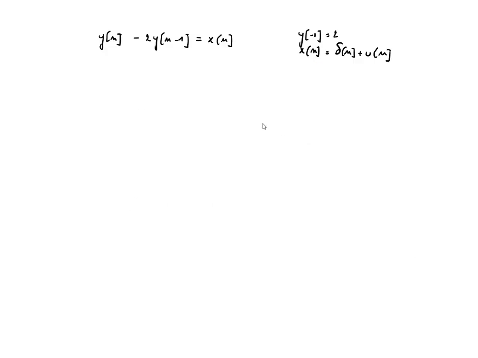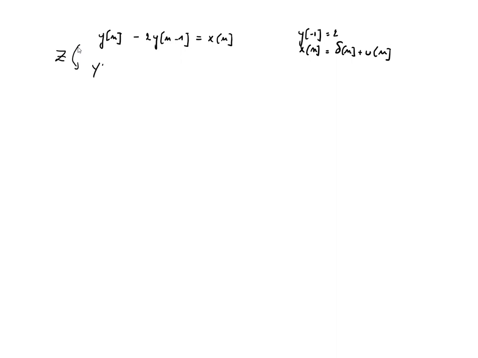It involves shifting to the right, so we'll use the variable z^-1. Notice that the maximum shift to the right is just 1, so of course we'll have only one initial condition. y[-1] is equal to 2, and the input is x[n], which is the sum of a unit impulse and a unit step. So let us go to the z domain.